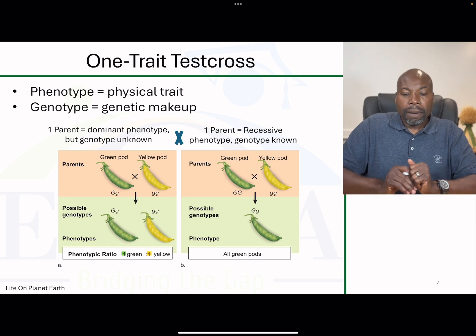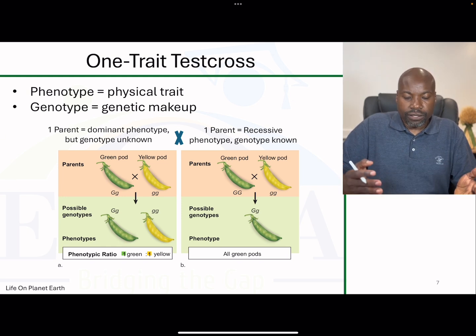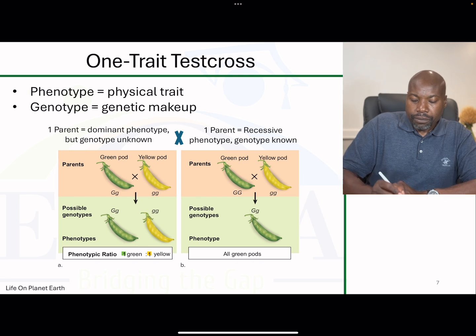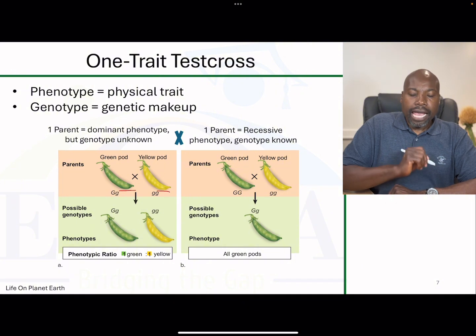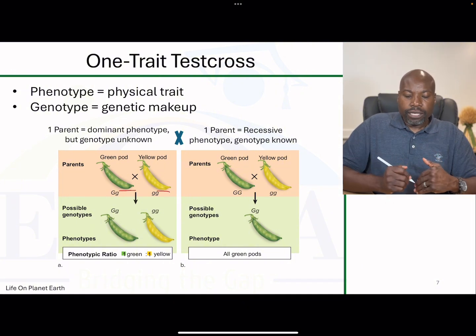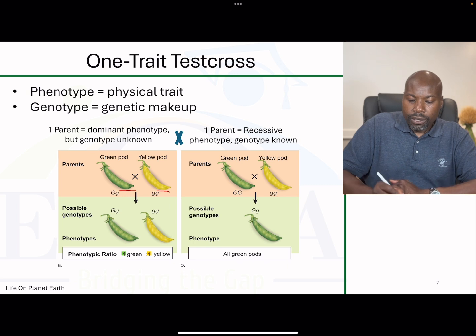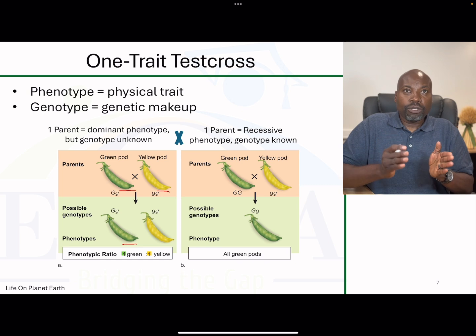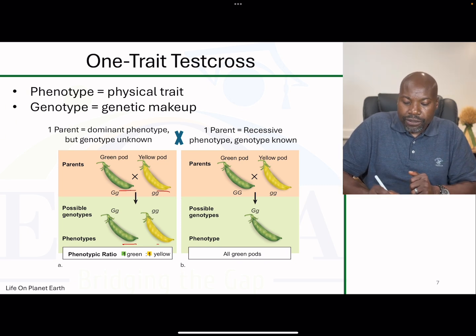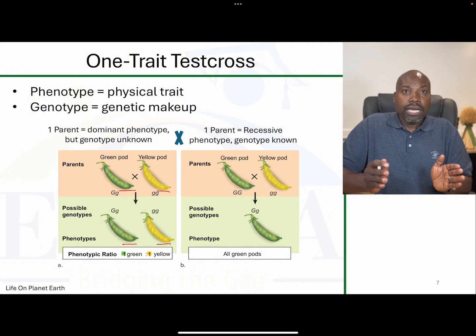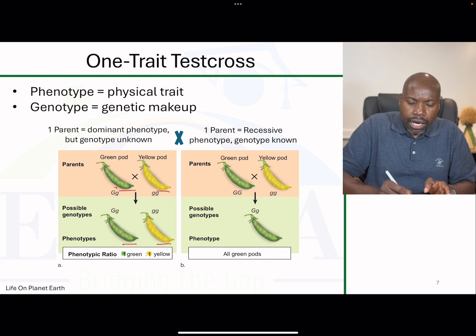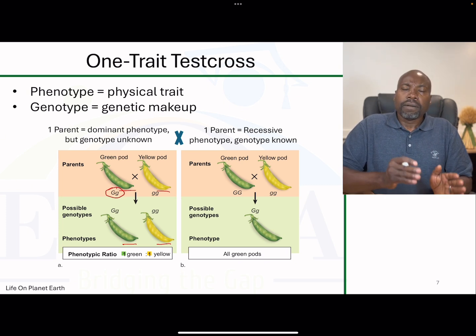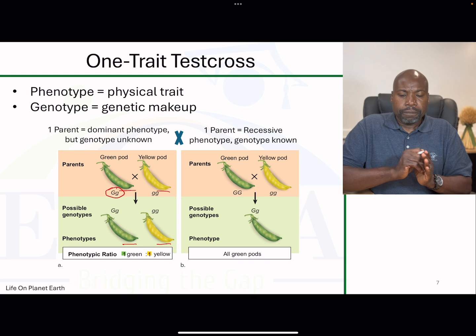So from that perspective, he drew a hypothesis, right? If crossing yellow and green, in the offspring he observes a ratio of 50% of individuals that are green and 50% of individuals that are yellow, he would come to the conclusion that, well, the parent has to be a mix, right? A monohybrid.